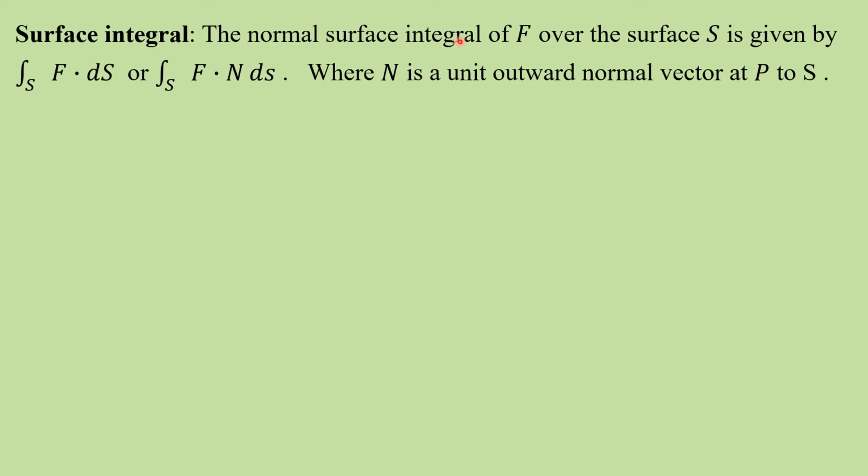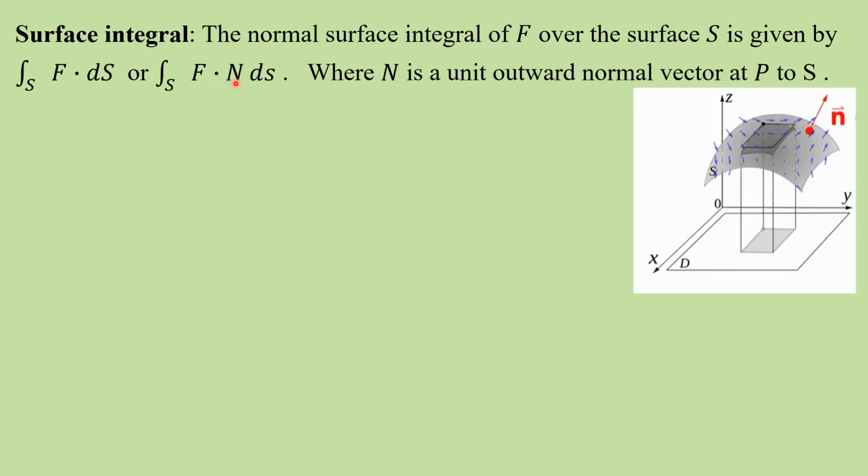Instead of integrating the vector point function f along a curve C, here we are integrating over the surface S. So the normal surface integral of f over the surface is given by integral of f over S, or it is integral of f dot n over S, where n is the unit outward normal vector to the surface at the given point P. So the surface integral of the vector point function f over the surface S is the integral of the component of f along the normal to the surface.